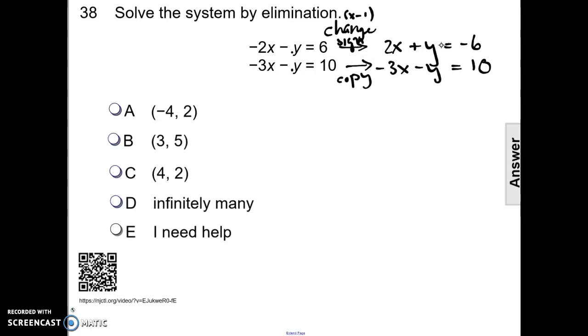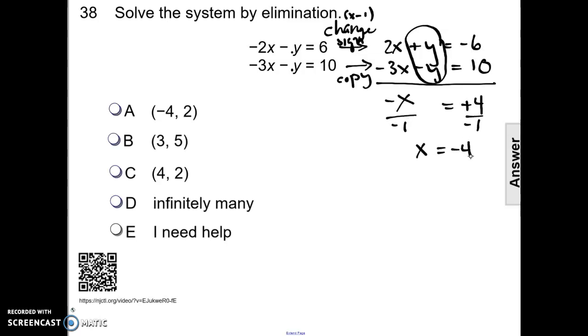Now when I look, I've changed it so that these ones have opposite signs. So when I add, 2x minus 3x gives me negative x. These cancel. Negative 6 plus 10 is negative 4. Actually, that's positive 4. Sorry about that. Negative 6 plus 10, the 10 has a larger absolute value. So I'll divide both sides by negative 1, and I get x equals negative 4.